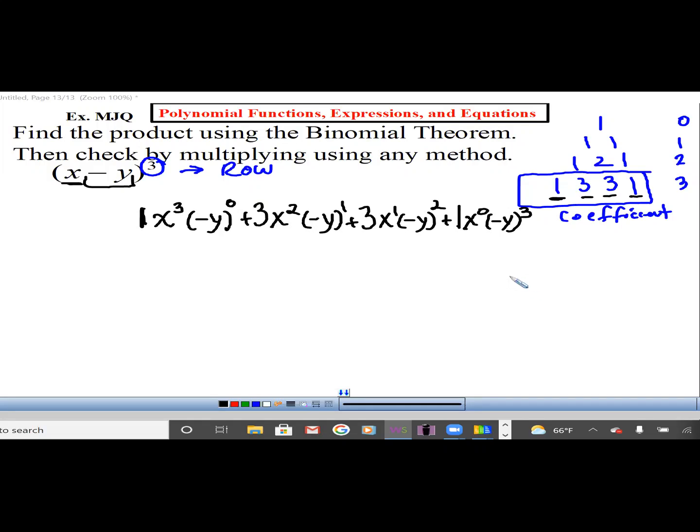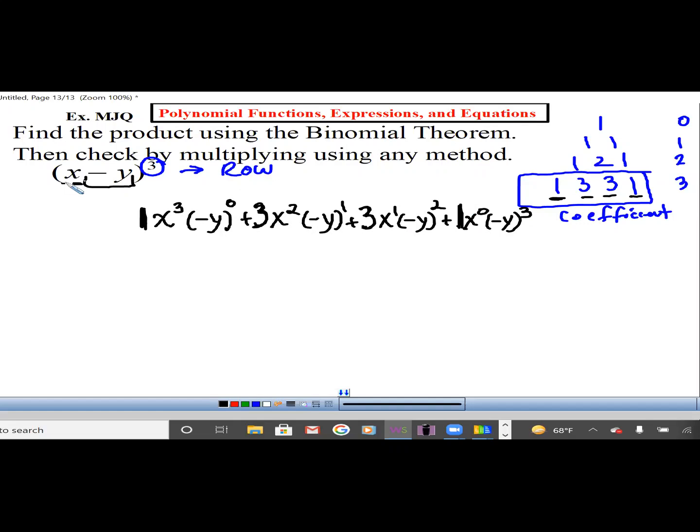All right, let's see where we're at again. We got started with x minus y to the 3rd power. They want us to multiply that, but we're going to use the Pascal triangle to write our product. How do we start? By checking out the exponent, and that's going to be the row that we're going to use. We write our Pascal triangle, and we use row 3, which is 1, 3, 3, 1. And we said that those numbers are known as what? Our coefficients. Hopefully you see them here, here, here, and there.